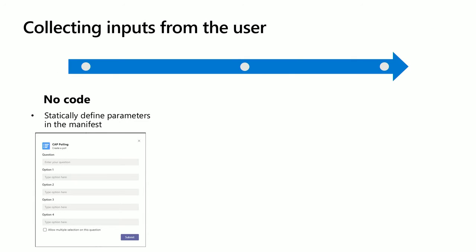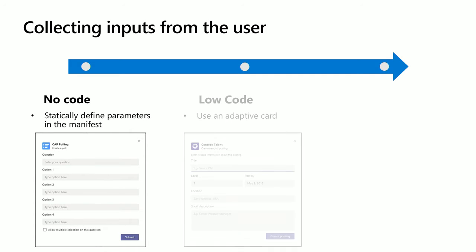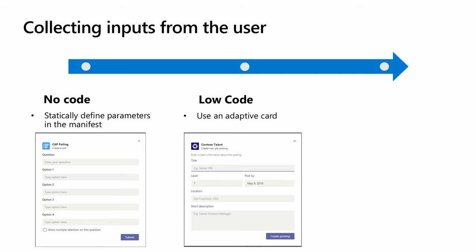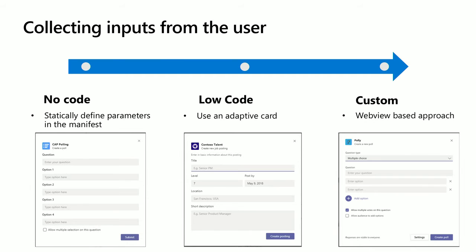So what's interesting about this approach is that you can do the HTML JavaScript as well, but you can also have a no-code solution where you specify some fields and some values in the manifest, and there's no code at all, and we'll fill it in for you. You can use an adaptive card with just a little bit of code, some JSON, or you can do the custom web view-based approach with an iframe, as I mentioned earlier.